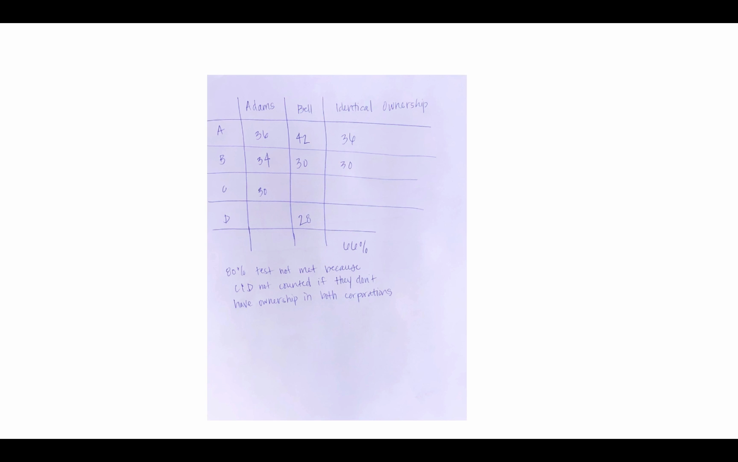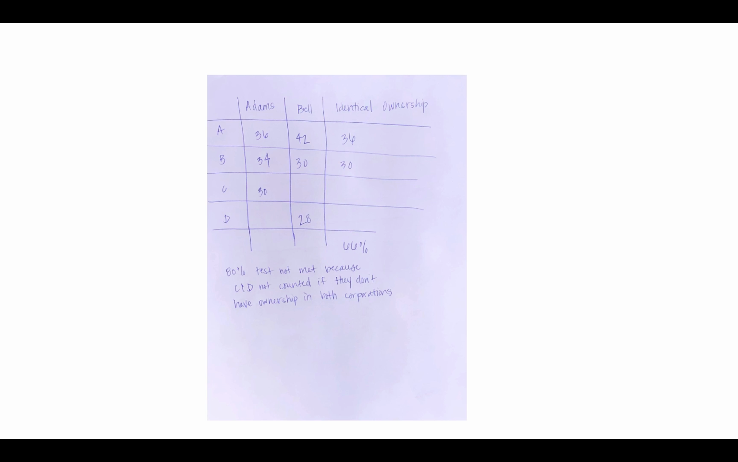I'm getting that by adding up, for Adams, the percentage ownership A and B have in Adams. So that's 70%, 36 plus 34. For Bell, I'm going to add up the percentage ownership A and B have in Bell, so 42 and 30, 72. So we're going to disregard the amount C and D own because they don't own interest in both corporations.